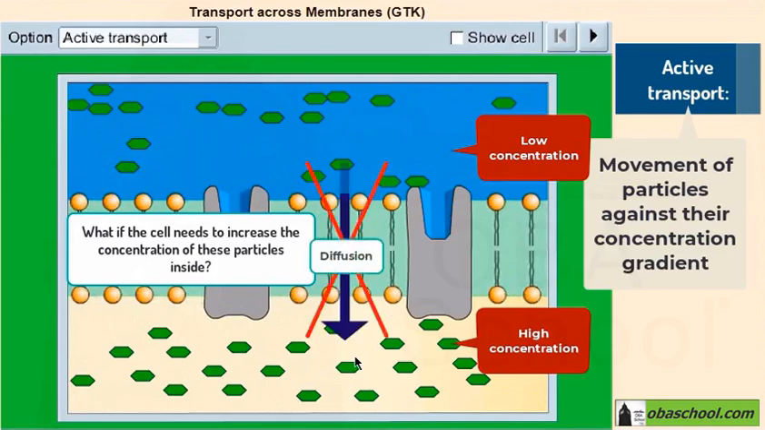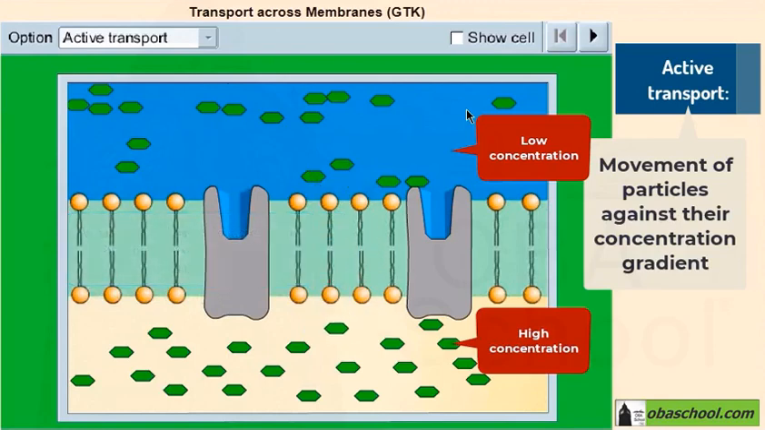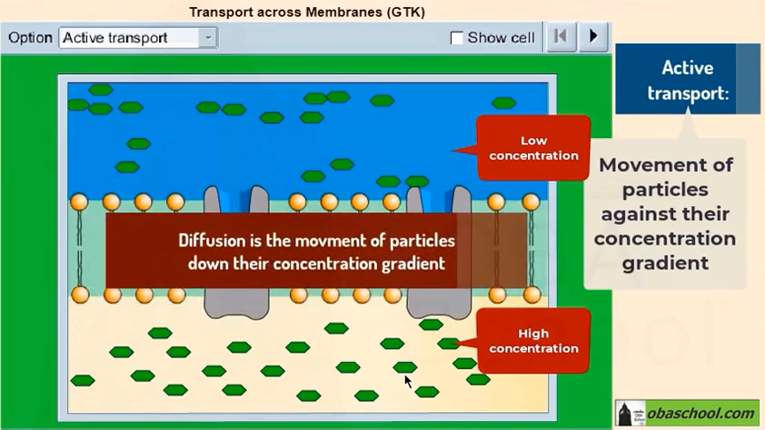Well, actually it cannot do this by diffusion, since there is already a high concentration of particles inside of the cell. So increasing the concentration inside would further move the particles against their concentration gradient. Since diffusion is the movement of particles down their concentration gradient, meaning from the inside to the outside environment in our case.